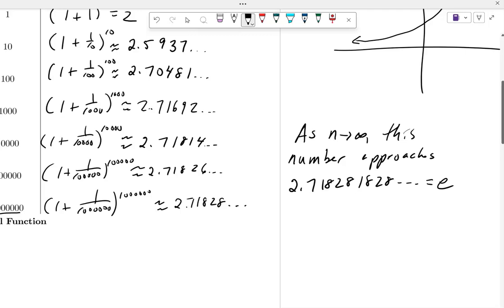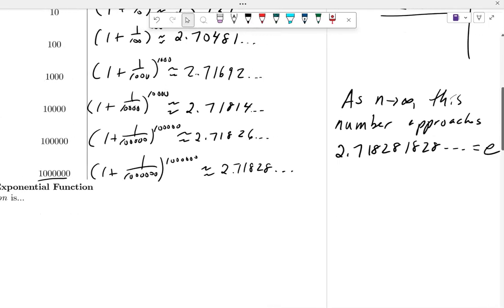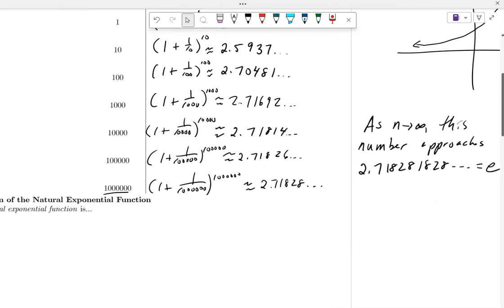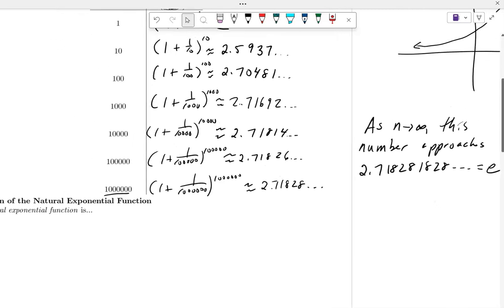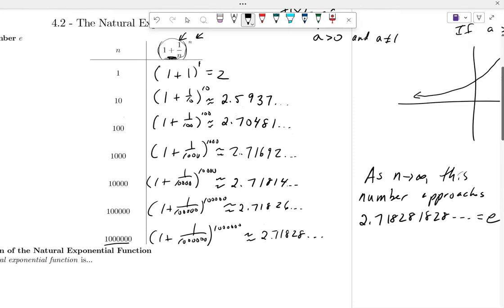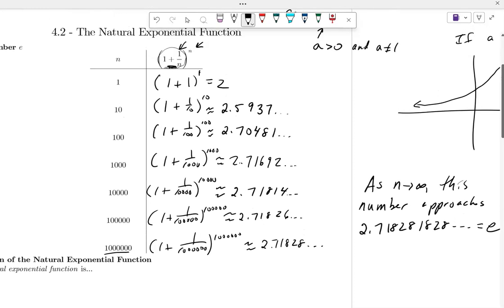All right. So the reason why we call this the natural exponential function is because of the way this number came up as a constant. What did we do? We started changing this number in the denominator and in the exponent. If you've done anything with financial math, you might recognize this as a piece of what's referred to as the compound interest formula.